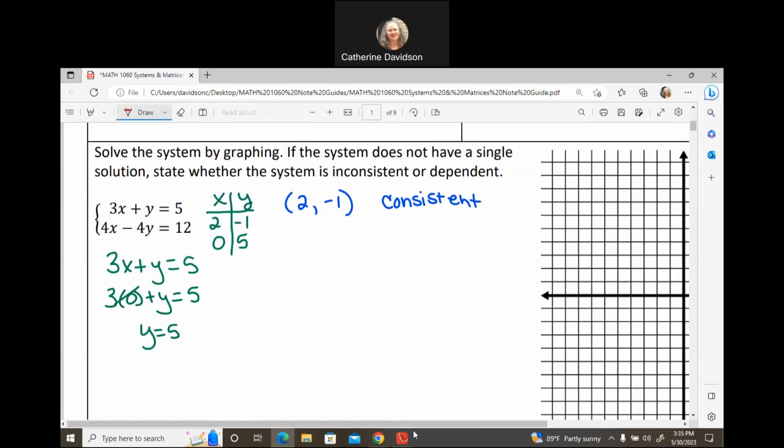Let's go to the second equation. So again, it has the point 2, negative 1.